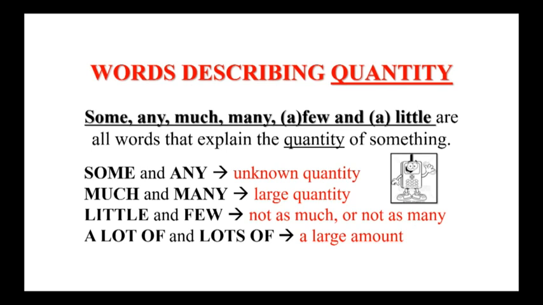Kad koristimo koju? Some and any koristimo za količinu koja nam baš nije poznata. Unknown quantity. Ne možemo baš tačno da kažemo koliko je nečega, nije nam tačno jasno. Much and many, we know it's large quantity. That's what we know. It's large quantity. There's a lot of it. Little and few. Little, sama reč vam kaže, not as much, not that many.